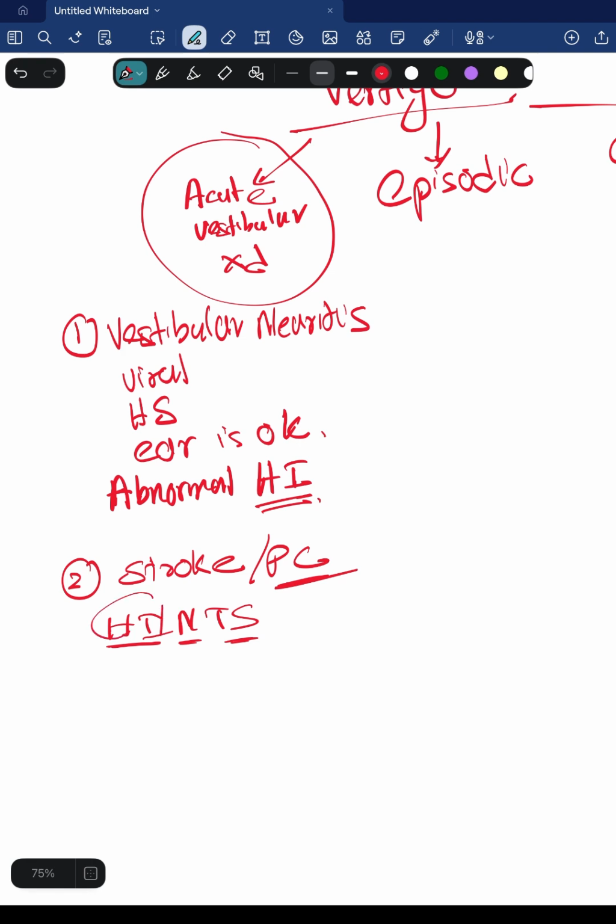And the second one is nystagmus. So when we talk about nystagmus, we have to talk about direction changing nystagmus.